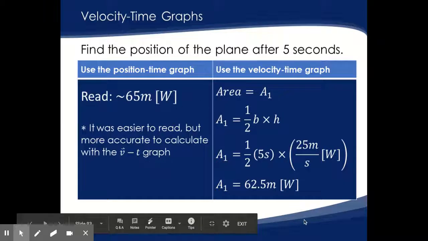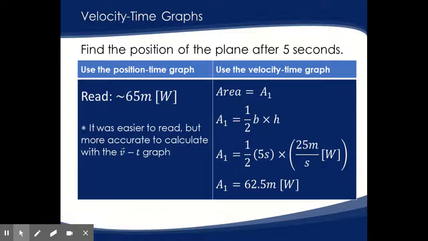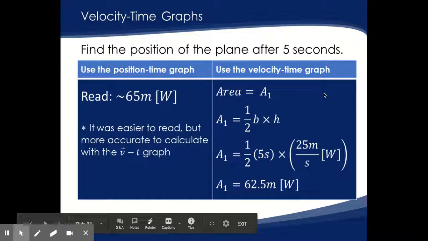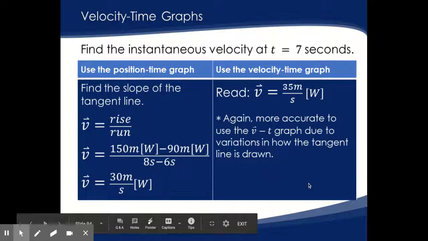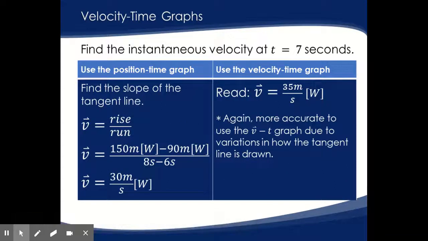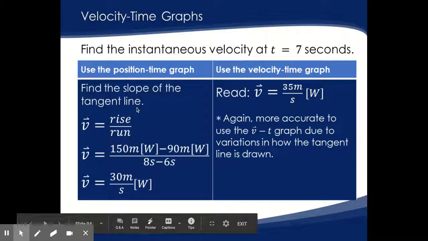So both of these graphs are going to give you the same type of information, but depending on what you're looking for, some are better at describing things than others. So if you're looking for the position of an object after a certain time, you want to use the velocity time graph and calculate the area under the graph because it gives you a more exact or a more precise measurement. So if you're going to find the instantaneous velocity at a certain time, here you'd want to use your position time graph because this is going to give you an exact answer. So you're going to find the slope.